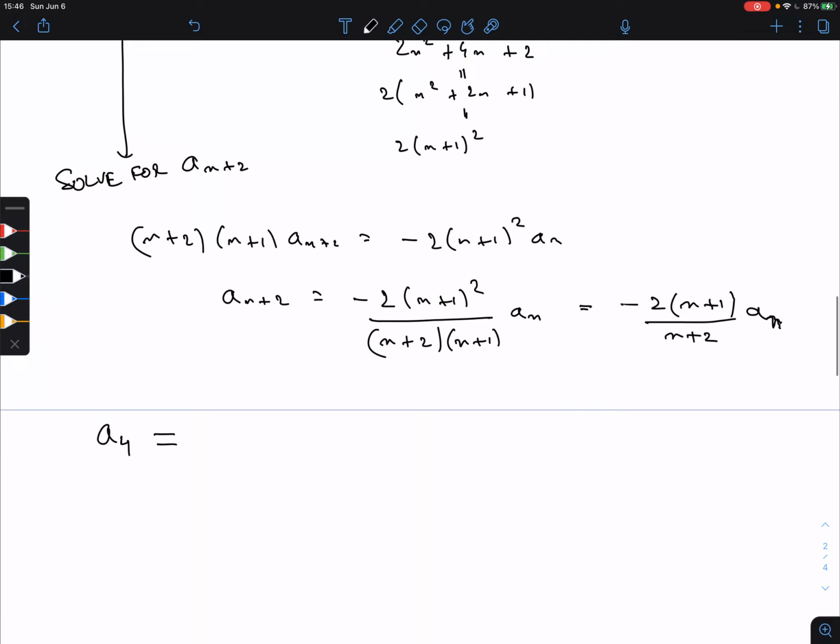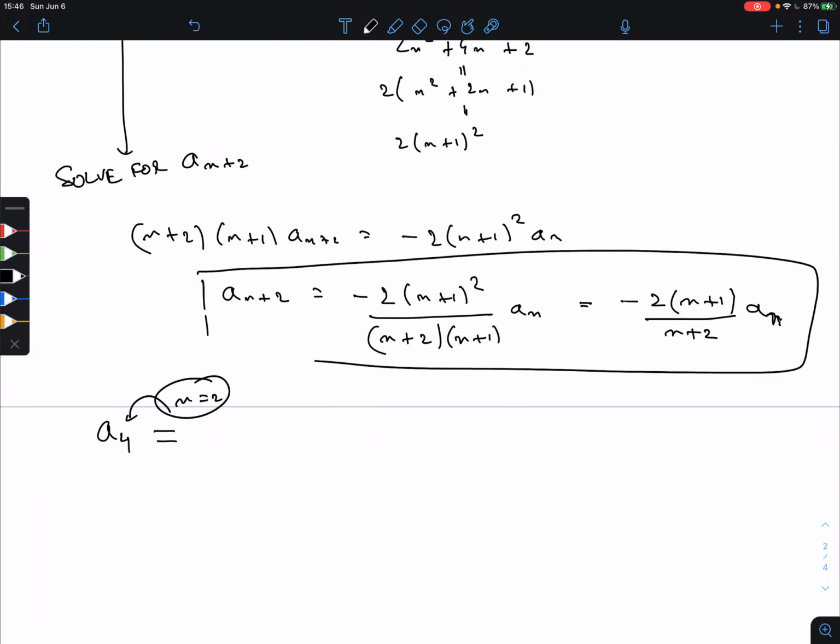Okay. So a4 would be, well, if I'm going to take a4, what is n then? 2, right? So in this formula, I have to take n equals 2. So I'm plugging in n is 2. Then on the left-hand side I get a4, because 2 plus 2 is 4, right? And what do I get on the other side? Well, minus 2 times 2 plus 1 is 3, divided by 4, a2. Right? a2.